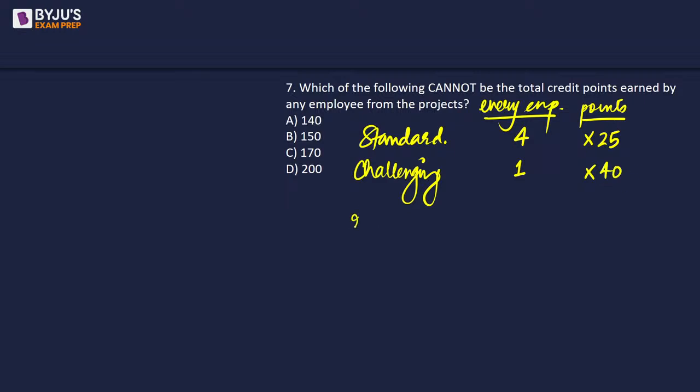So we are going to have all the combinations of 25x plus 40y. ये होगा total points, total credit points awarded. So instead of trying to find out कि क्या possible है नहीं है, let's look at the options. Is it a possibility to get 140? Yes. If x is 4 and y is 1, as in 4 standard and 1 challenging. Very much possible. It says cannot be, right?